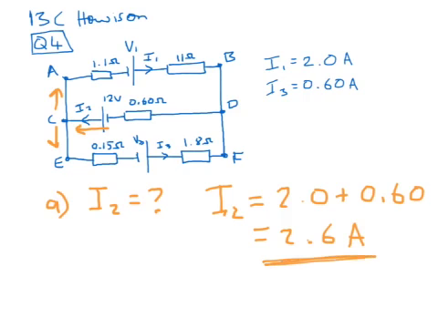Should be 2 SF because when you're adding and subtracting, you go to the one with the least number of significant figures, or the least number of decimal places I should say, which is this one.